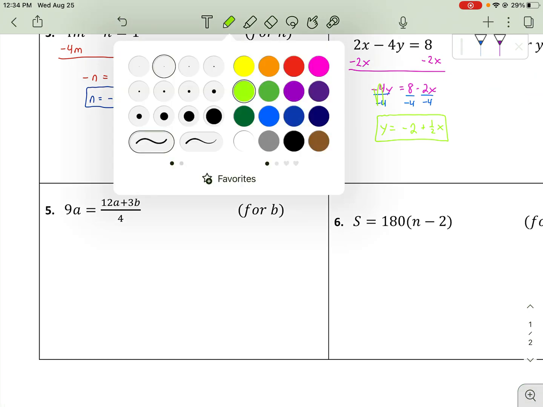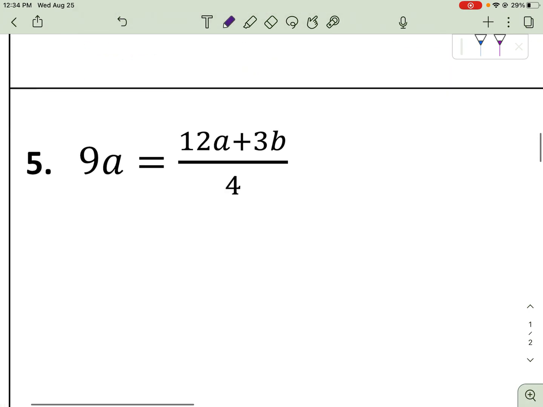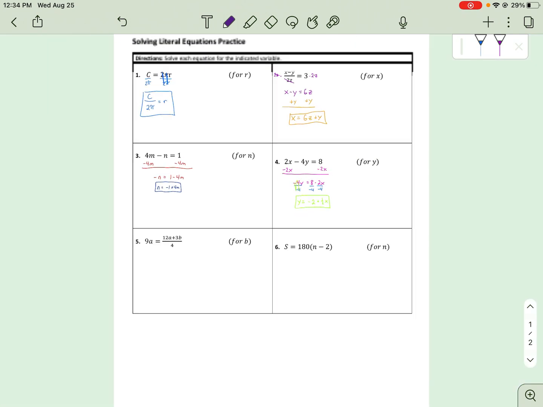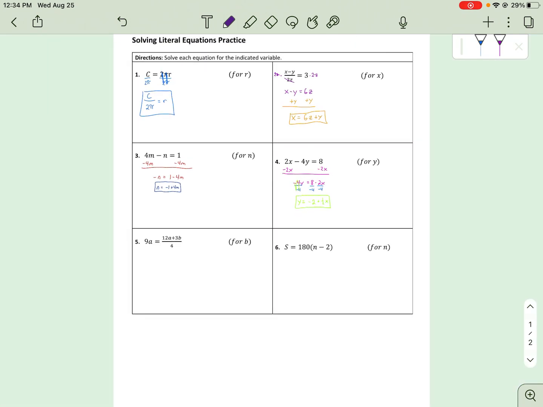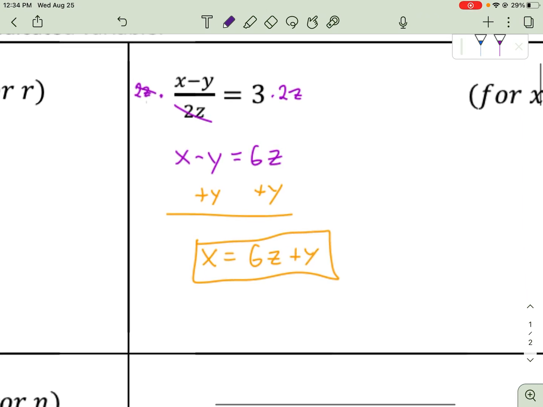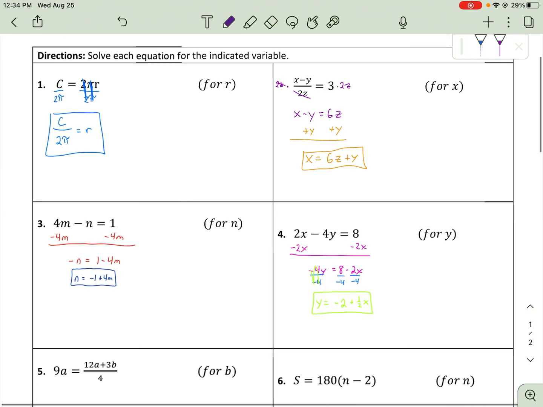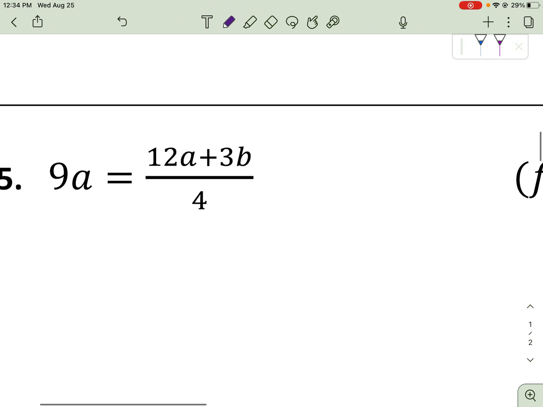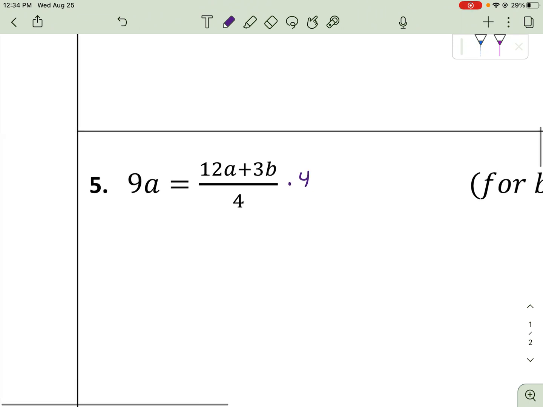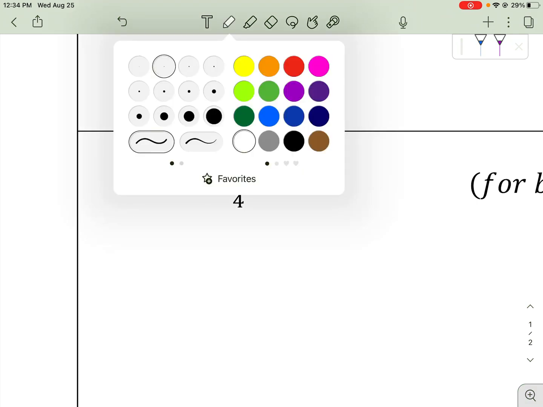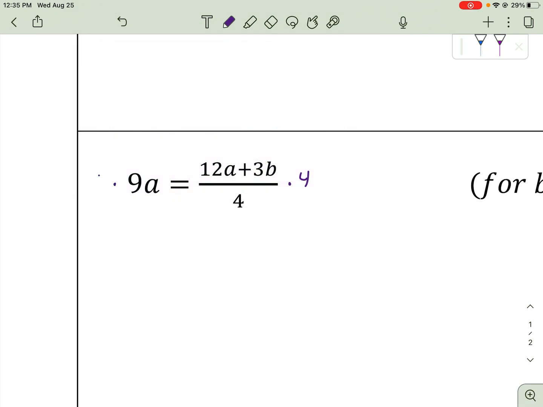Number 5, we got to solve this for b. So the first thing, this is like number 2, where we have some division here, so we multiply. We're dividing by 4, so if we multiply both sides by 4, that's going to go away. I'm going to white out this problem number. So multiplying this side by 4 also, leaving us with 36a equals 12a plus 3b.